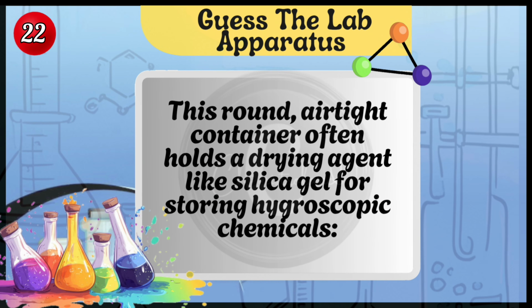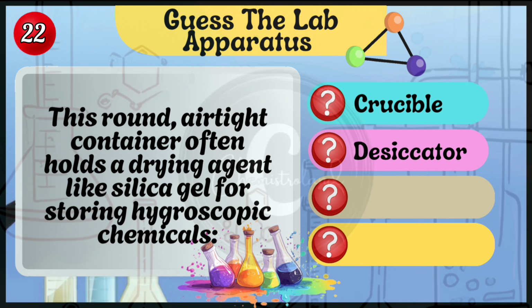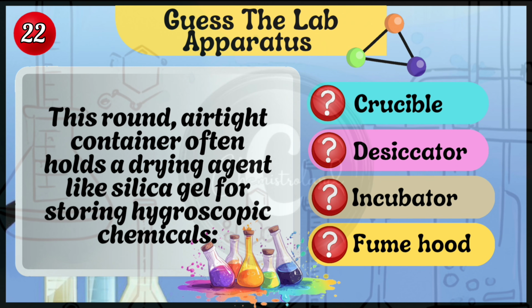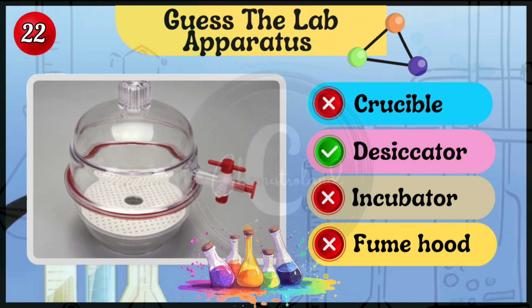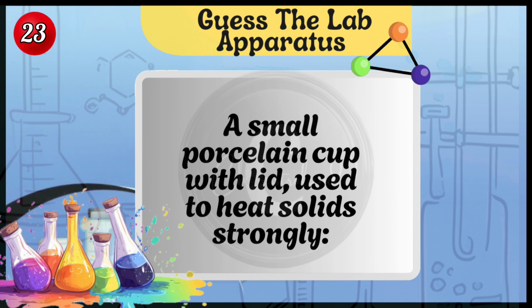This round, airtight container often holds a drying agent like silica gel for storing hygroscopic chemicals. Crucible, desiccator, incubator, fume hood. Desiccator.